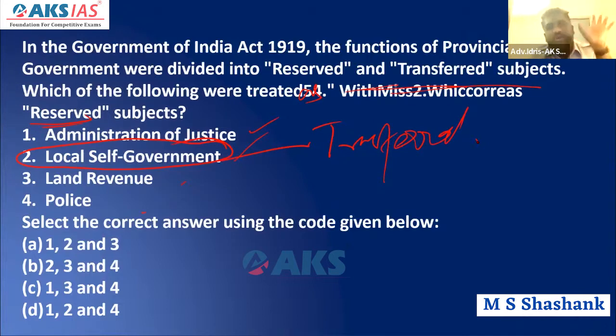So you can know only two. Take it this way, I know only two. Okay, so 2 is not a reserved subject, it's a transferred one. 2 should not be there in the answer. Now, the answer has arrived. C. There are people, I am seeing, they say elimination technique has gone. This is also elimination technique only. Easy only.